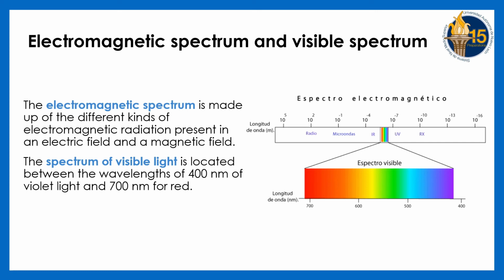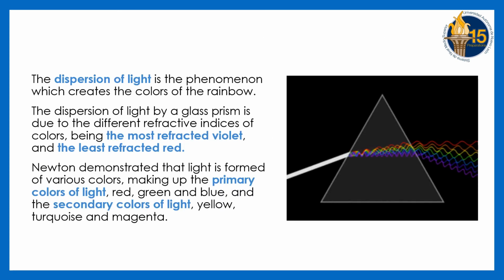The electromagnetic spectrum is made up of different kinds of electromagnetic radiation present in an electric field and a magnetic field. The spectrum of visible light is located between the wavelengths of 400 nanometers for violet light and 700 nanometers for red light. The dispersion of light is the phenomenon which creates the colors of the rainbow. Newton demonstrated that light is formed of various colors, making up the primary colors of light, red, green, and blue, and the secondary colors of light, yellow, turquoise, and magenta.